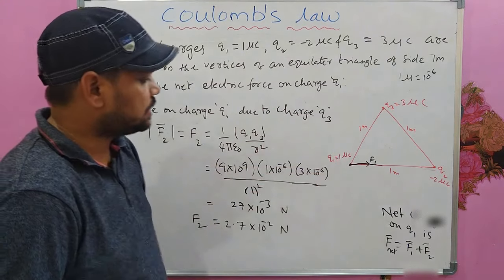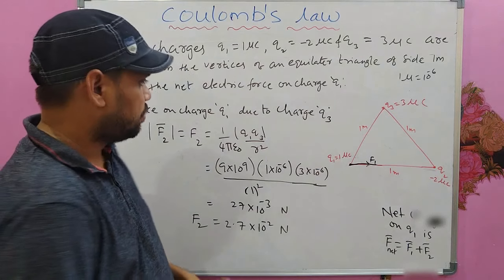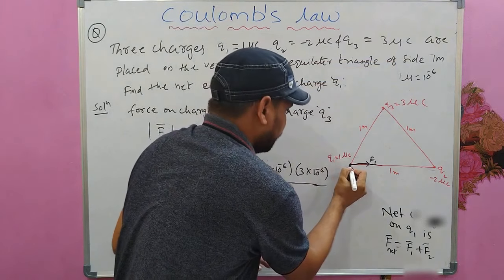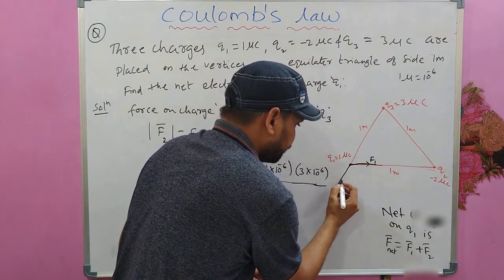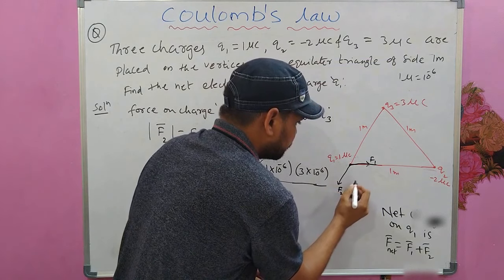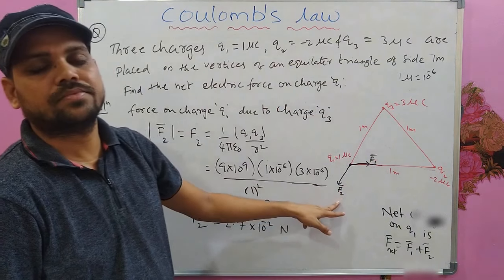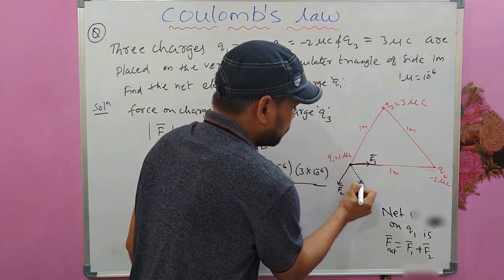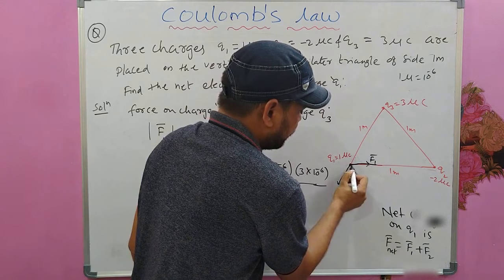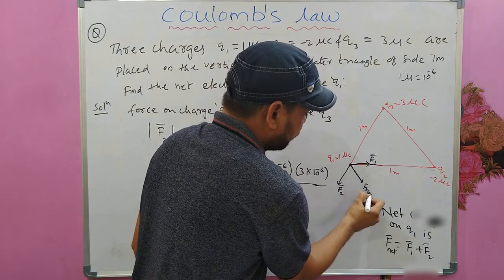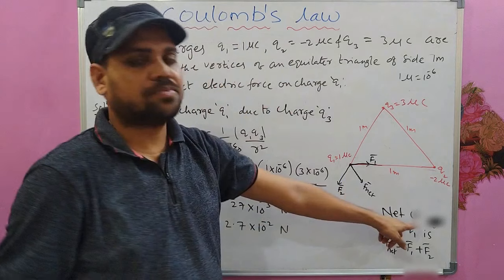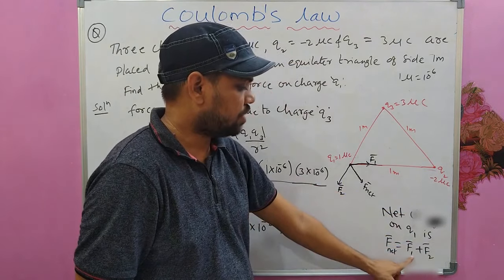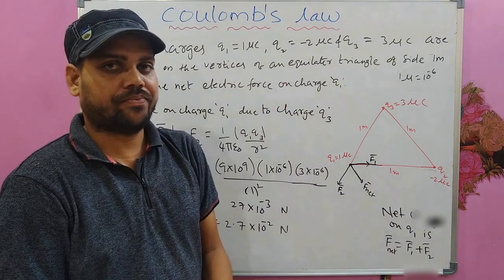Okay, what would be the direction of this force? Because they are the same kind of charges, both are plus, so there will be a repulsion force between them. So F2 will be this. And the resultant of these forces we will get as F net from the principle of superposition of force. Net force on Q1 is F net equal to F1 plus F2, vector sum.